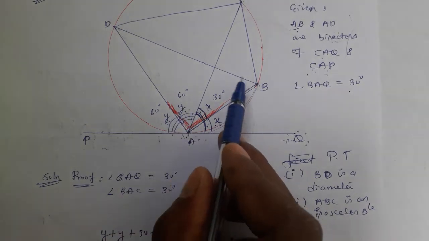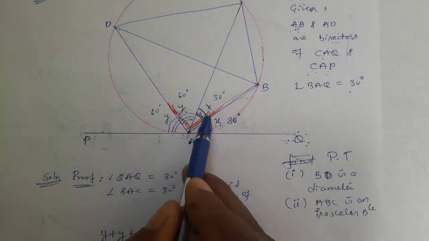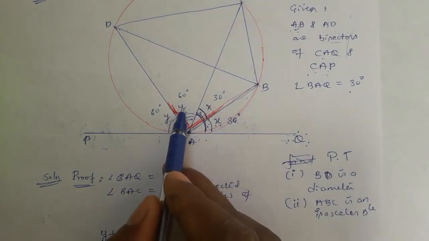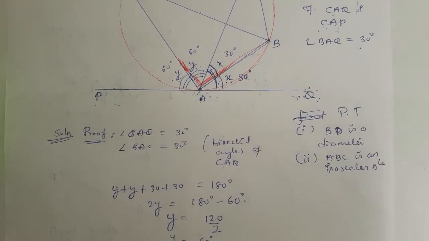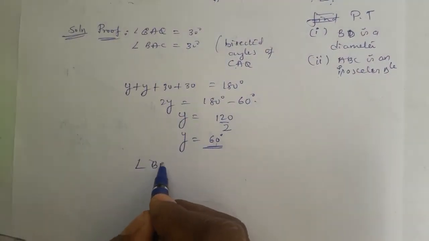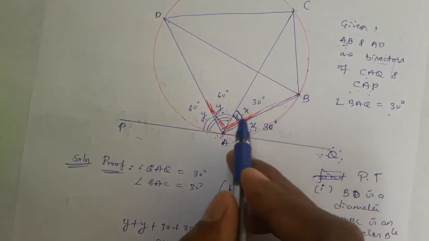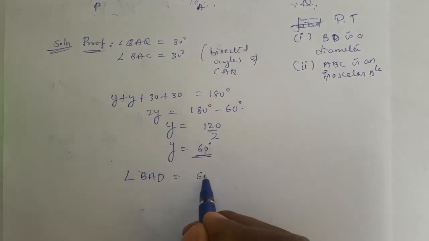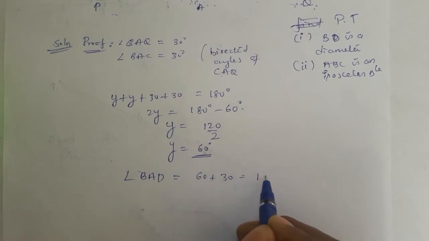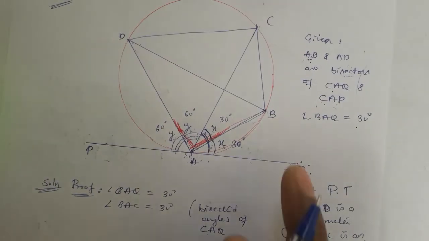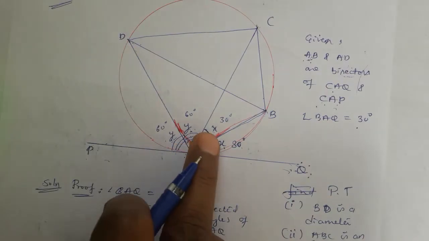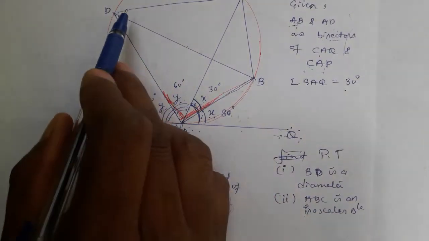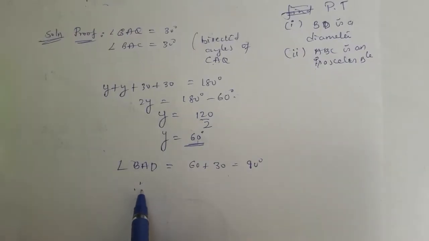Now look at the B and D diameter ends, what are we seeing? x plus y. That angle is what? 60 plus 30. So this full angle is how much? 60 plus 30. We write here angle BAD. Angle BAD equals 60 plus 30, which is equal to 90 degrees. So once this angle becomes 90 degrees, what do we have to say? Therefore BD is a diameter.